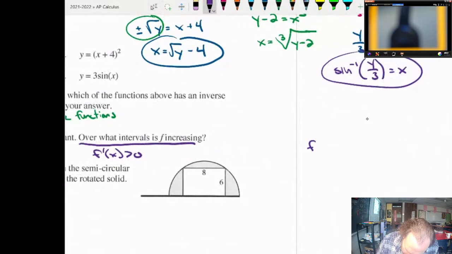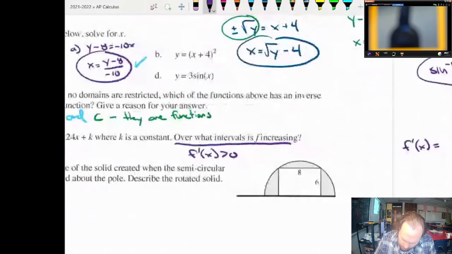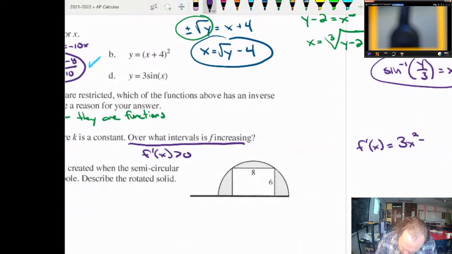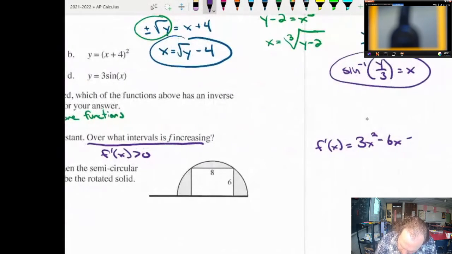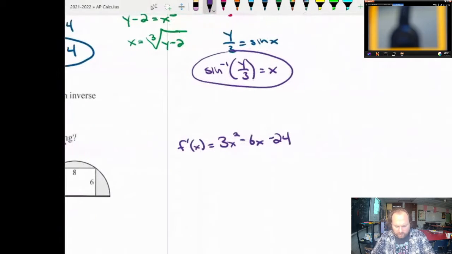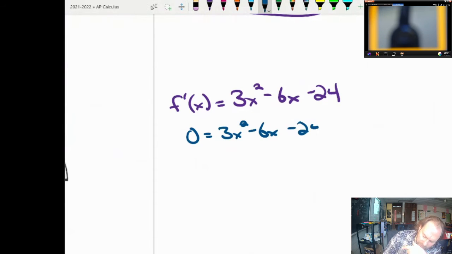F prime of x, in this case, would be 3x squared minus 6x minus 24. That's it. So if we take the derivative, that's what we get. Remember, we're looking for when this derivative is greater than 0. I think a good place to start is to set it equal to 0, because then we'll solve this equation by factoring, and we'll be able to find the spots where it is 0, and then we can test to see where it's positive and negative.